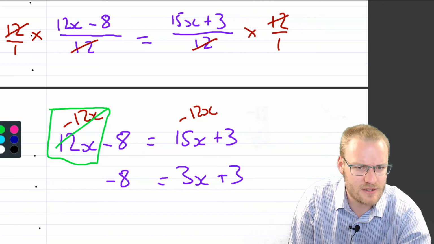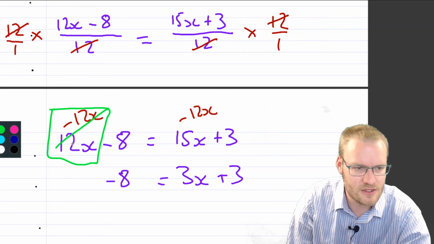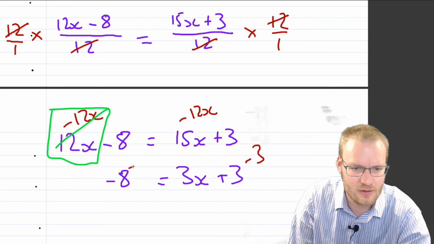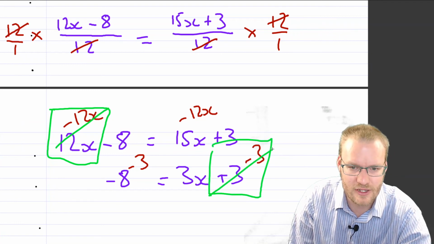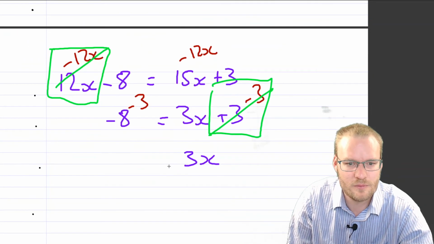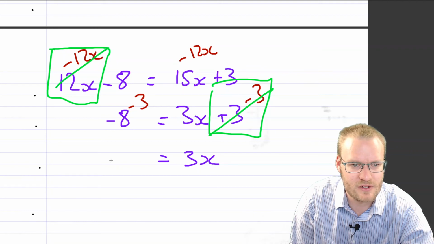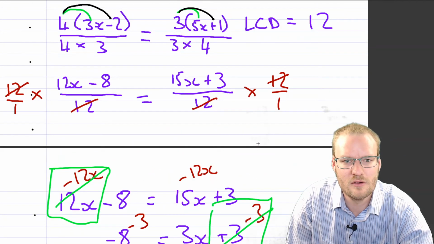Then let's eliminate this plus 3 with a minus 3. What we do on one side, we do on the other. So this plus 3 minus 3 gives us 0. So 3x equals minus 8 minus 3, which gives us minus 11.